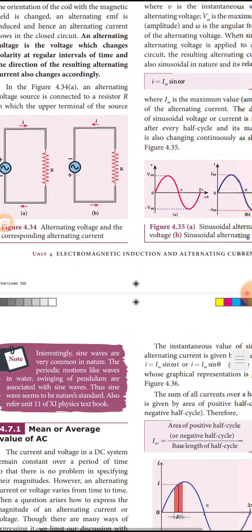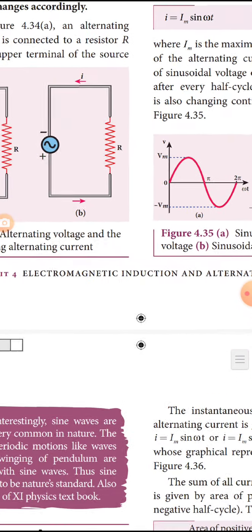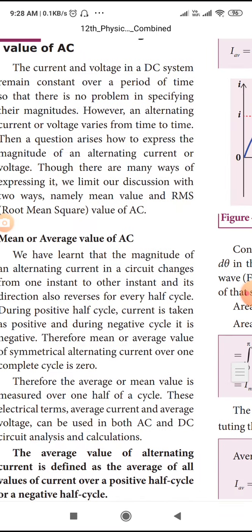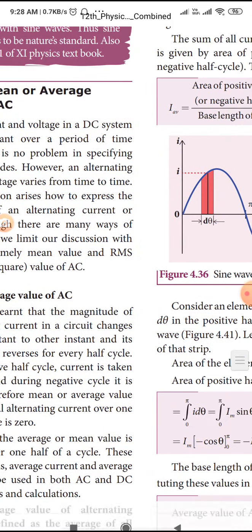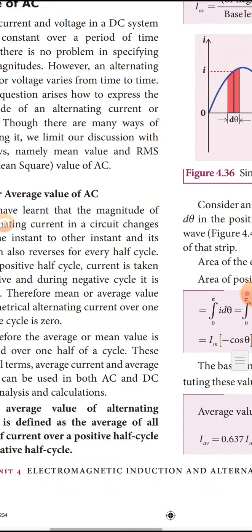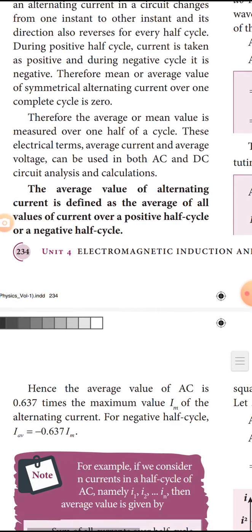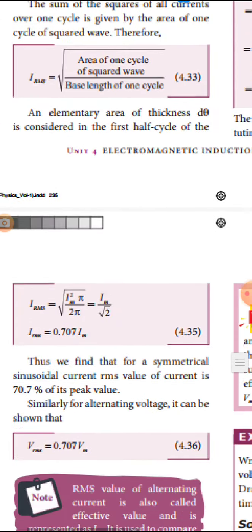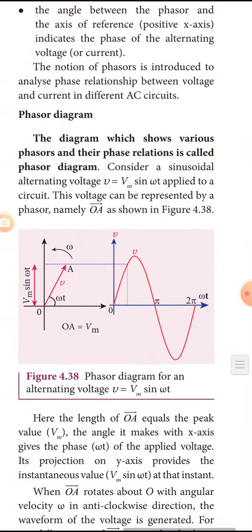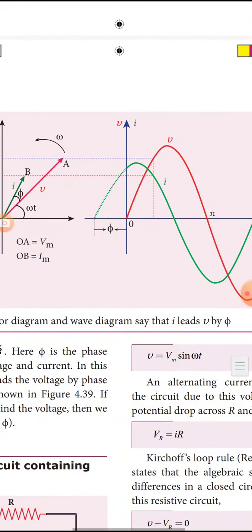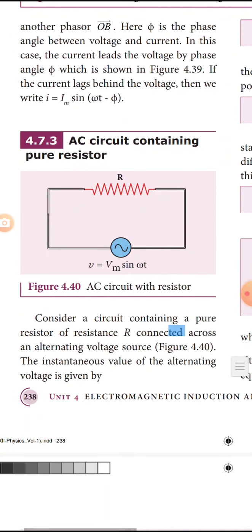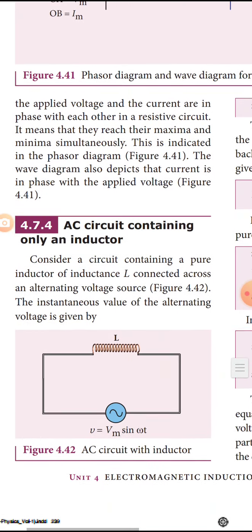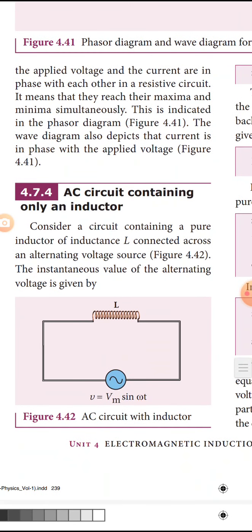And next, AC. In AC we are having resistive circuit, inductive circuit and capacitive circuit. So mean or average value of AC, that you have to read the definition for average value of alternating current and RMS value of AC. And you are having different phase diagrams, and there are 3 parts in this: AC circuit containing pure resistor, and the next one is AC circuit containing only an inductor.